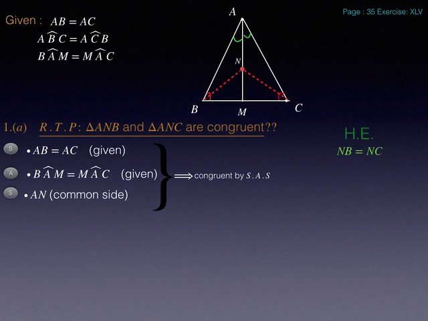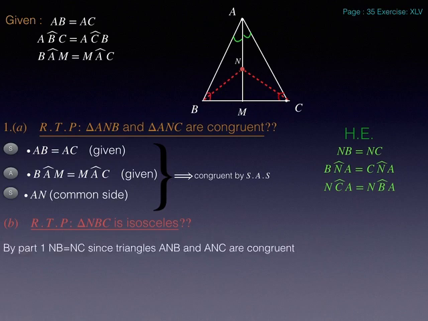The homologous elements are: first, the two sides NB equals NC, and the two angles BNA equals CNA, and NCA equals NBA. Question B requires us to prove the triangle NBC is isosceles. By part 1 we have the homologous elements, that the two sides NB equals NC. So we can conclude that the triangle NBC is isosceles.